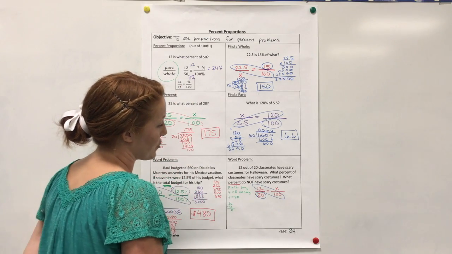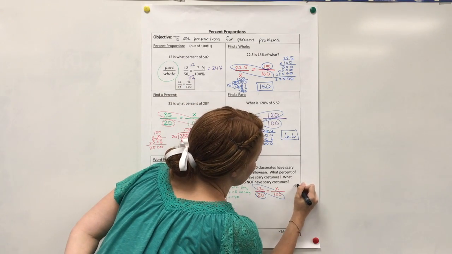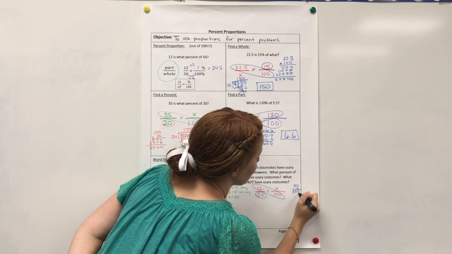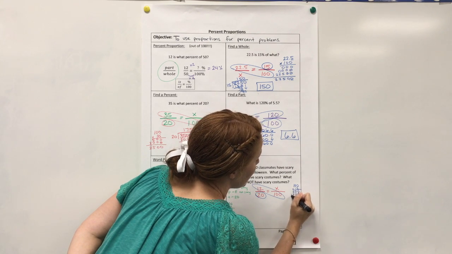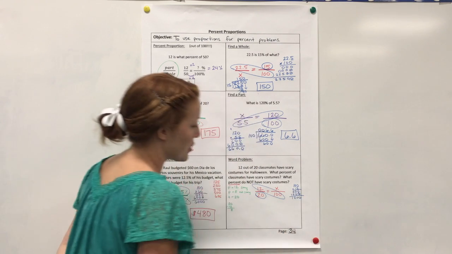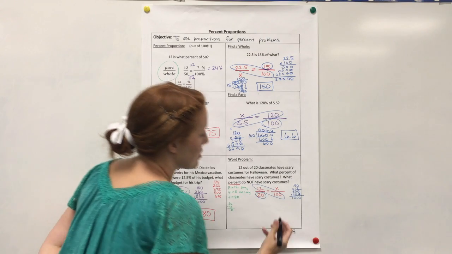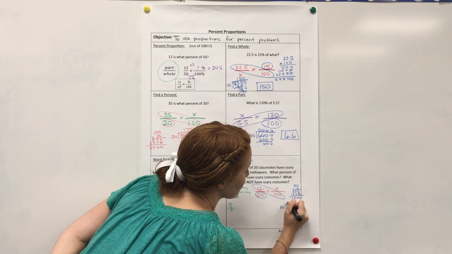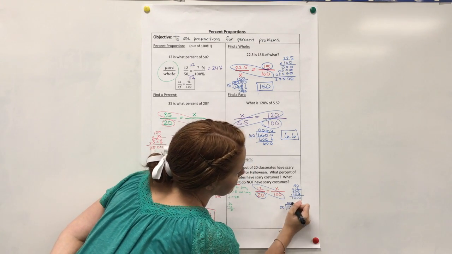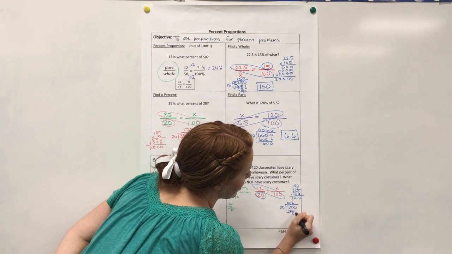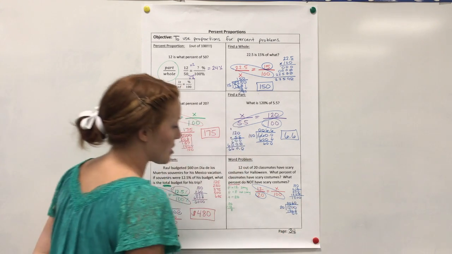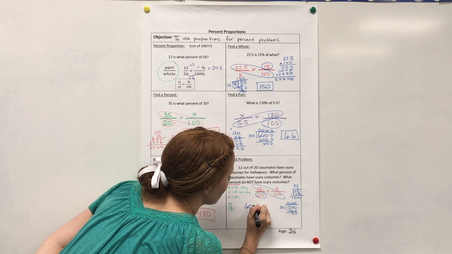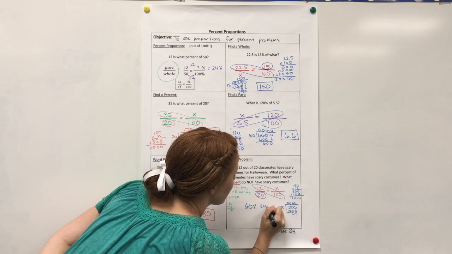Now, bat and ball. So 12 times 100, 1,200, and then divide by 20. That goes in 0 times, and that would go in 6 times. And then bring down the 0, so that'd be 60. So I now know that X equals 60, so 60% would be scary.